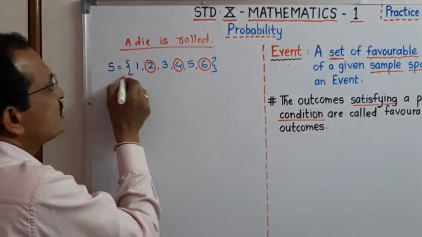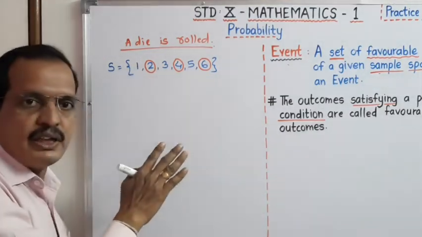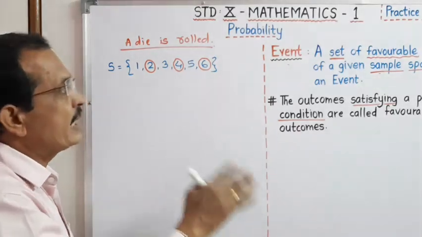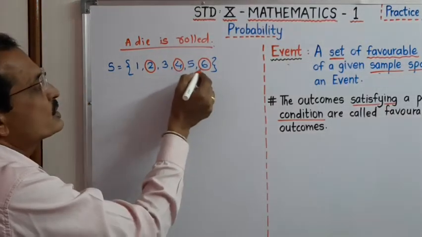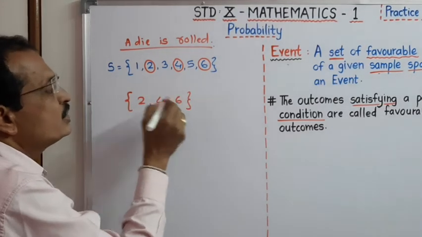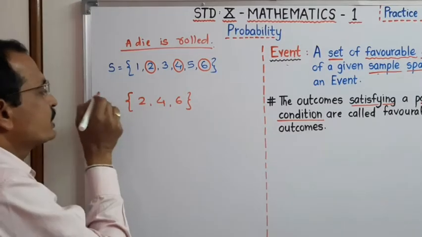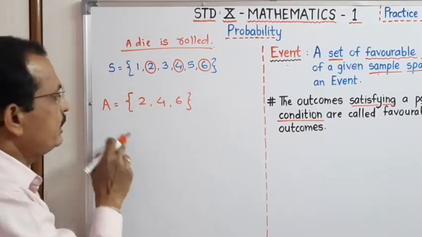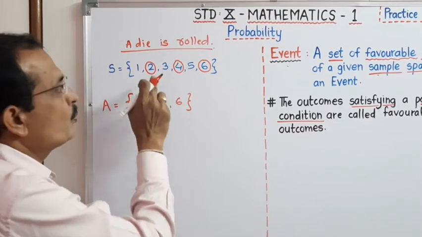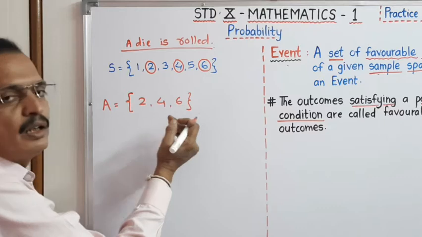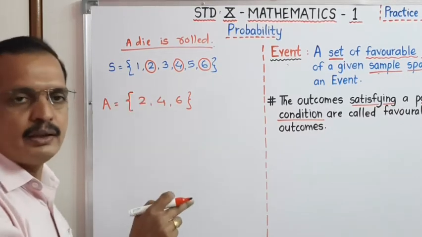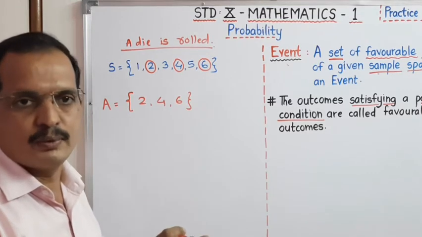That means out of this sample space, the condition is even numbers. This condition of even numbers is satisfied by 2, 4, 6. The set of 2, 4 and 6 is known as an event. Suppose we give the name A to the event. Event A is the event of even numbers. From this sample space we select the even numbers, which are 2, 4, 6. Now I think you understand what an event is.